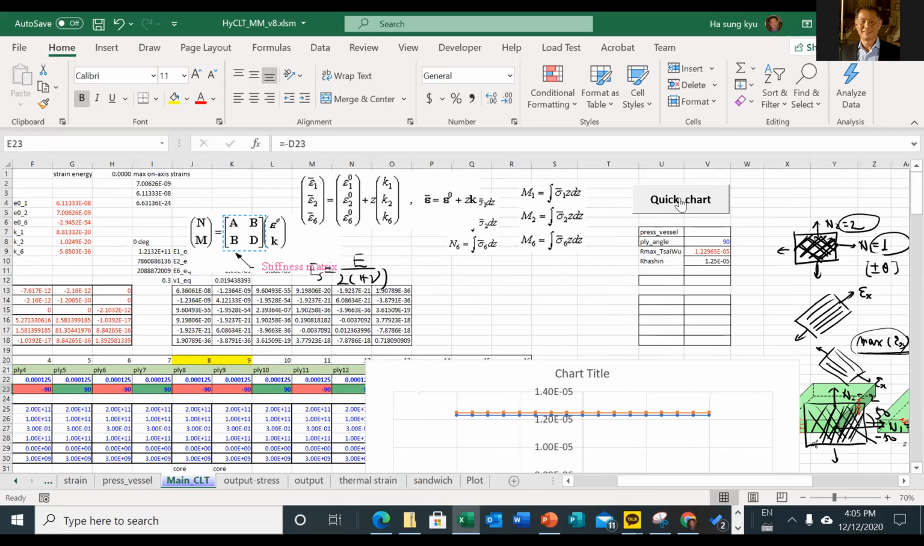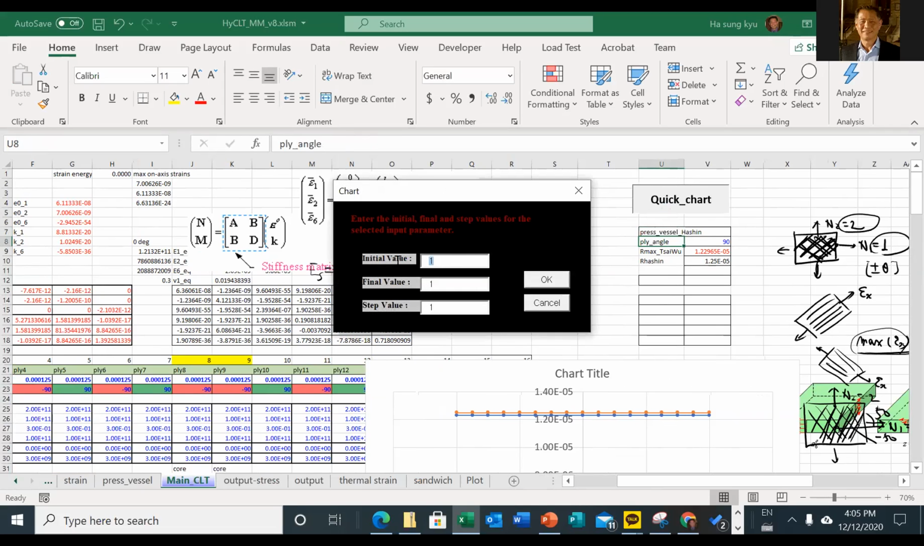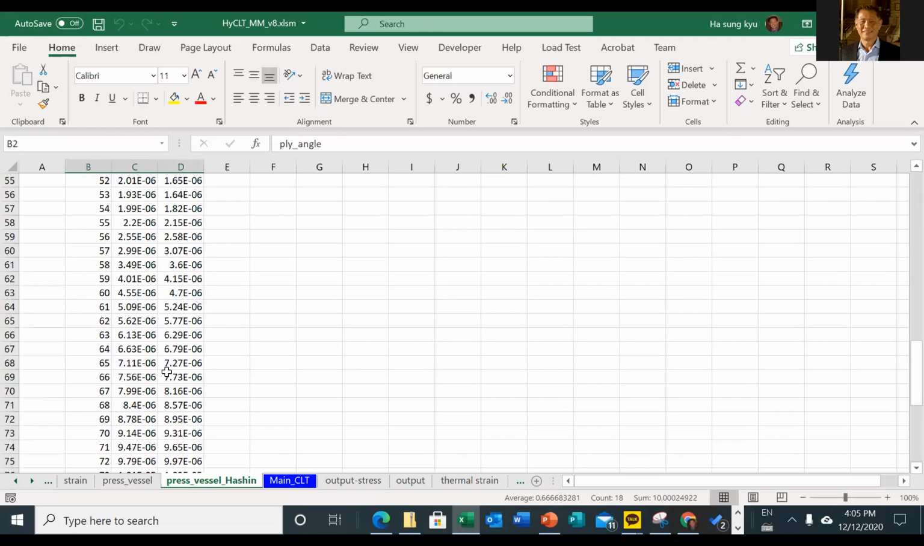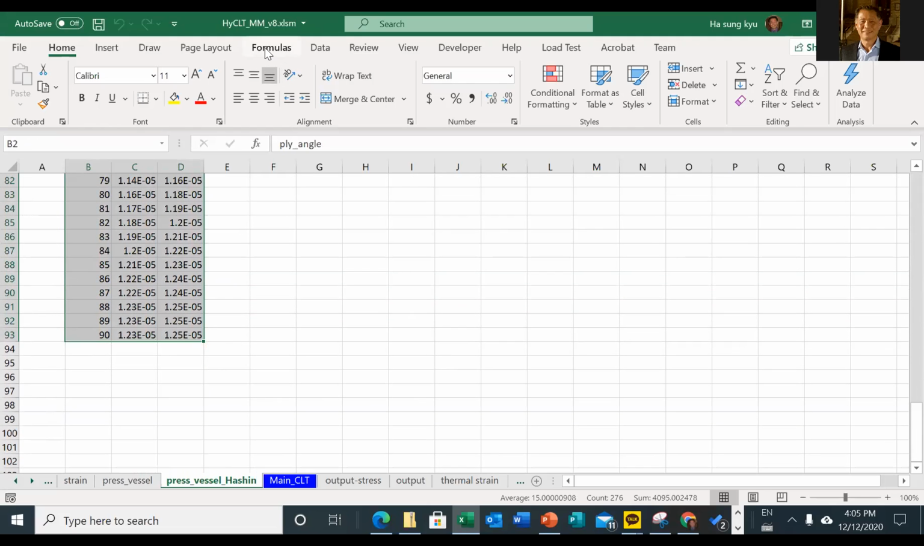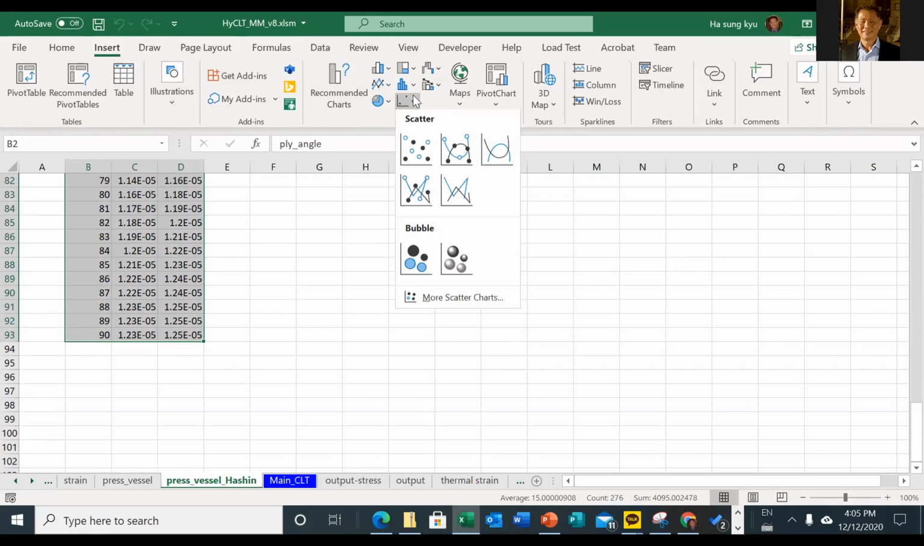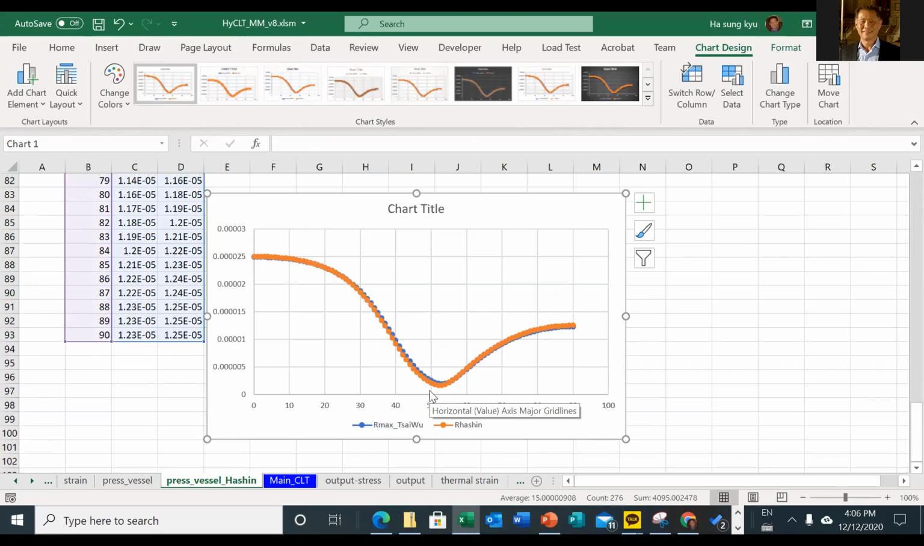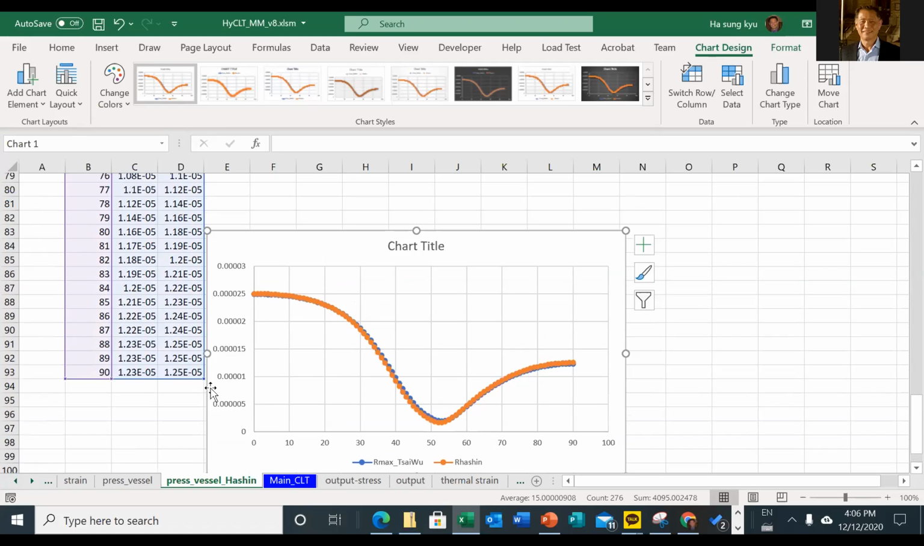Okay. So let's pick pressure vessel and Hashin, and we can change the angle from 0 to 90. And see, plot this difference. Okay. So this is the result, but importantly, very similar between the Zayu and Hashin. But the Hashin gives us the physical meaning, whereas the Zayu does not have any physical meaning, just one index. So we have pros and cons.